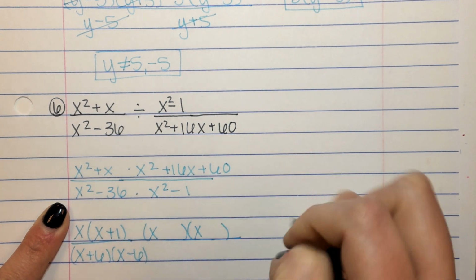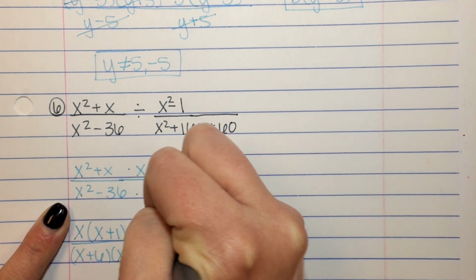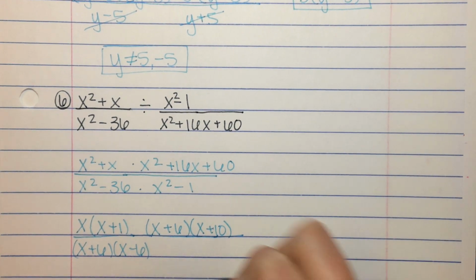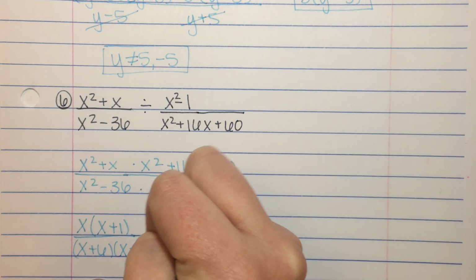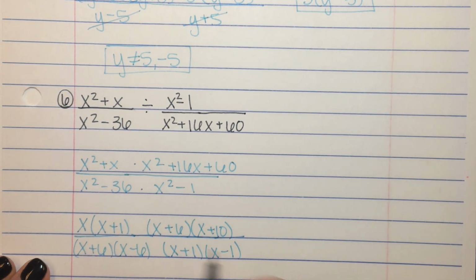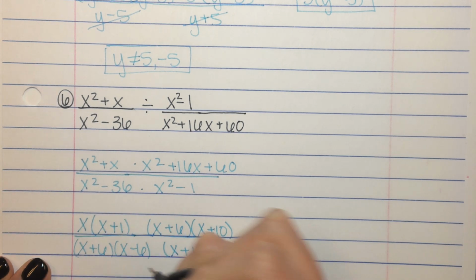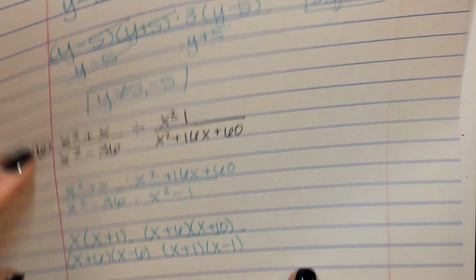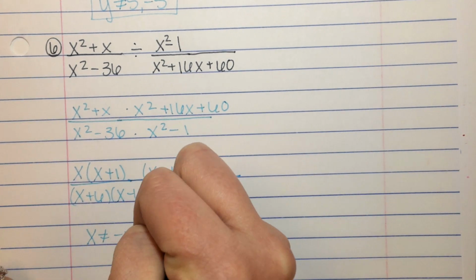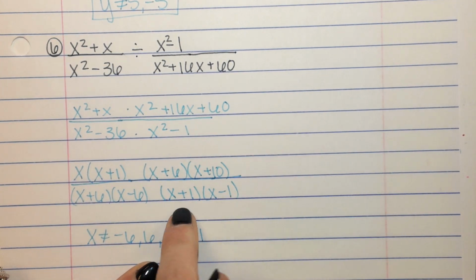And then we need to multiply to get 60 and add to get 16. That's going to be 6 plus 10, or positive 6 and positive 10. And then on the bottom we have another difference of 2 squares, so x plus 1 and x minus 1. Okay, now let's find our restrictions before I forget again. So x cannot equal negative 6, positive 6, negative 1, or positive 1.